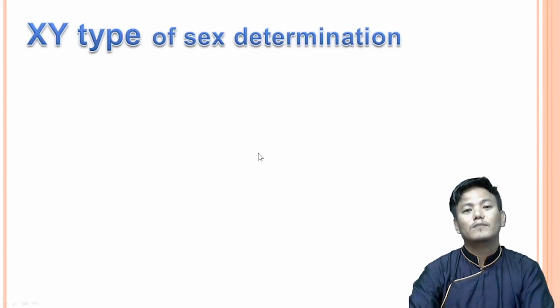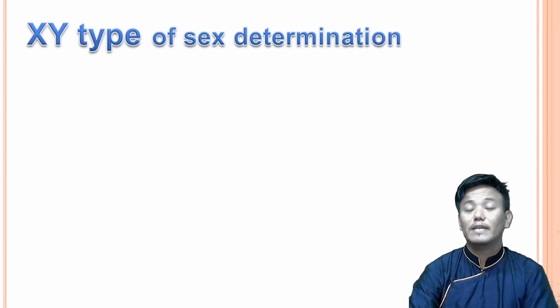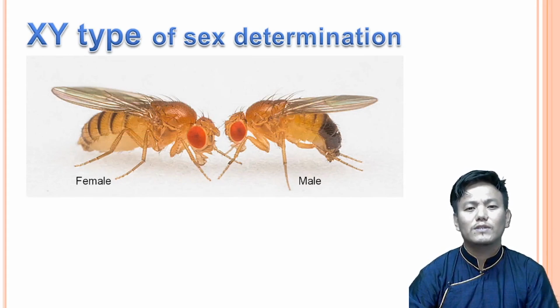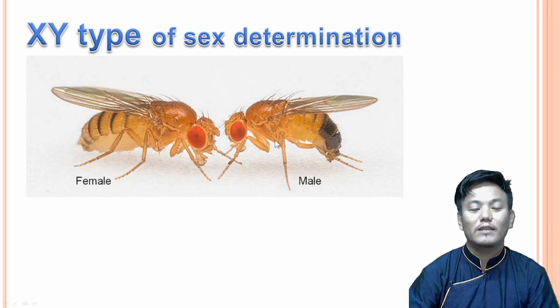Another type of sex determination mechanism is the XY type of sex determination. XY type of sex determination is found in Drosophila. Remember, the model organism of Thomas Hunt Morgan. Female and a male. Again, the female is much larger than the male in Drosophila melanogaster.